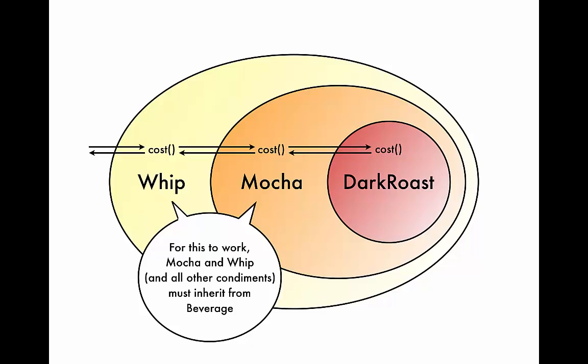The beverage with mocha object does the same thing. It calls through to the dark roast object, which is $4, and adds 50 cents to that. So the cost of the beverage with mocha object is $4.50. Therefore, the cost of the beverage with whip object, which also has mocha, is $5.